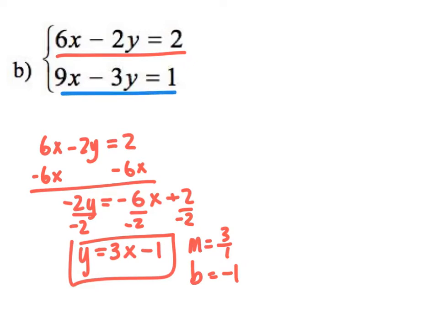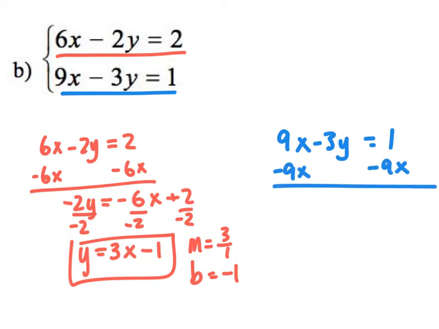Okay, 9x minus 3y. Let me write this one down, and that's equal to 1. I'm going to solve this one for y as well. So I'm going to subtract 9x from both sides. Okay, this cancels out.